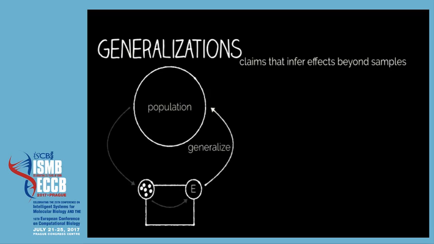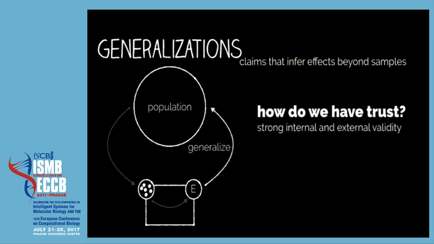So first, generalizations. What do generalizations mean? Generalizations are claims that infer effects that are seen in an experiment beyond the specific samples to a population at large. That's what a generalization is. Now, for us to have trust in these generalizations, studies need to have both strong internal and external validity. Generally speaking, however, it's pretty difficult to have both kinds of validity be really strong in any single study.